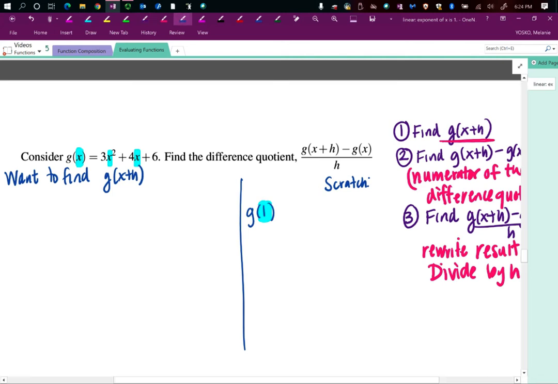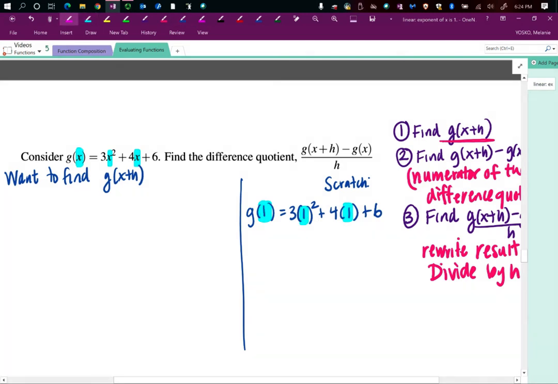So g of 1. Okay, well that's easy, right? I can handle that. Those are numbers. I'm not plugging in multiple variables. Deep breath. I got this. I've replaced this x with a 1, so I better replace that x with a 1. I can do that. G of 1 is 3 times 1 squared plus, oh, there's another x, 4 times 1 plus 6. So check.